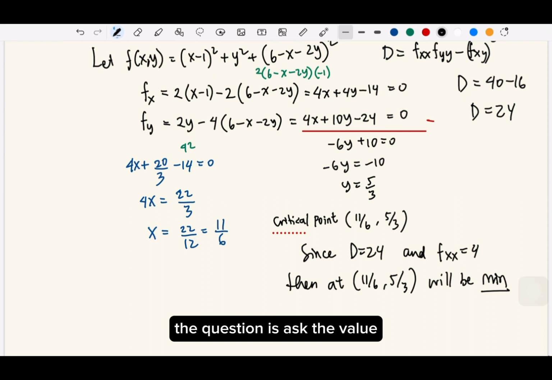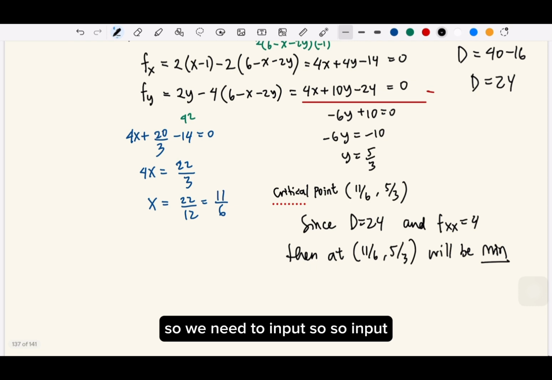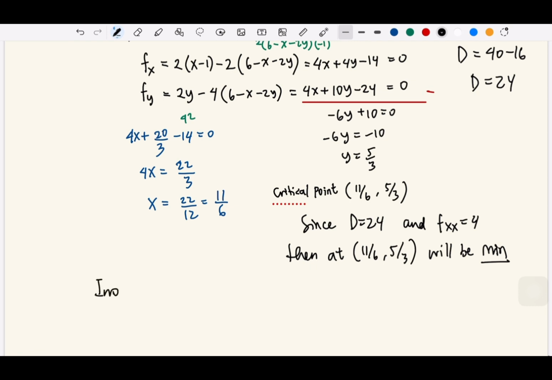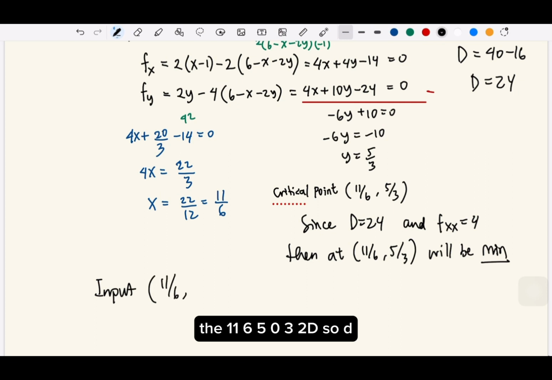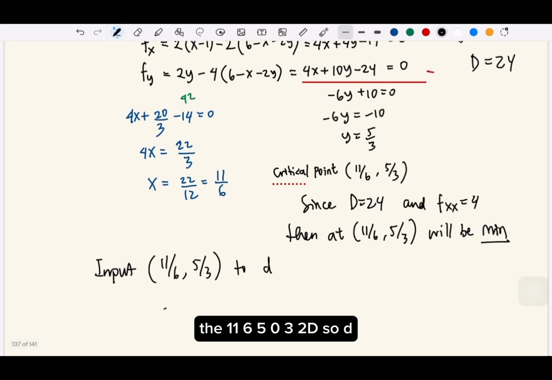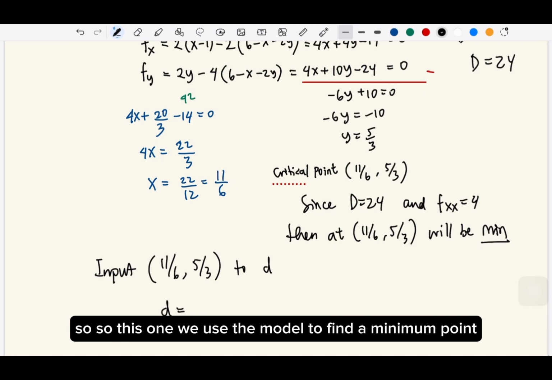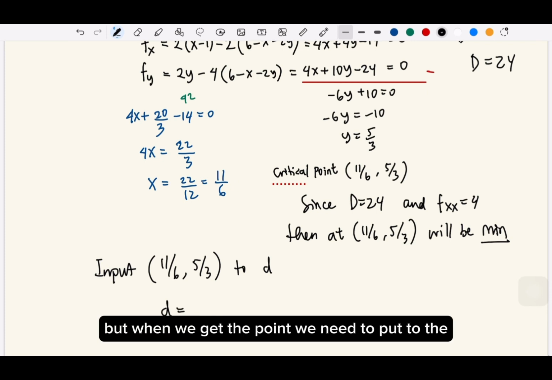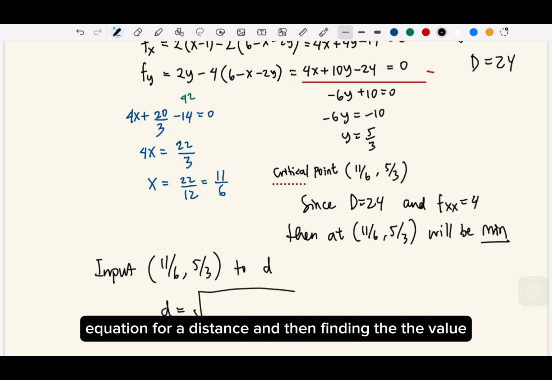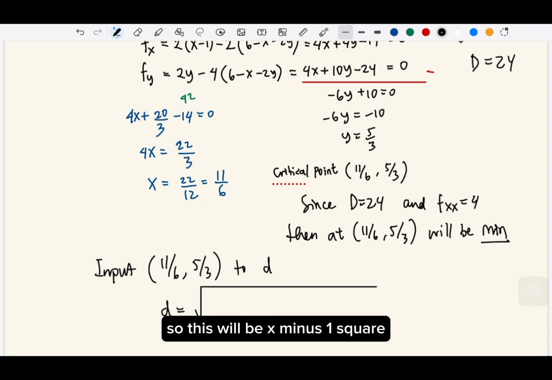Okay, will be minimal, but it doesn't answer the question. The question asks for the value, so we can just input the value. So we need to input the 11 over 6, 5 over 3. When we input, we use the model to find the minimum point. But when we get the point, we need to put it into the equation for the distance and then find the value. So this will be x minus 1 squared.